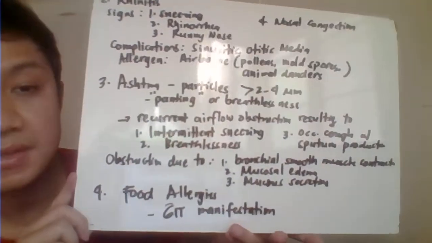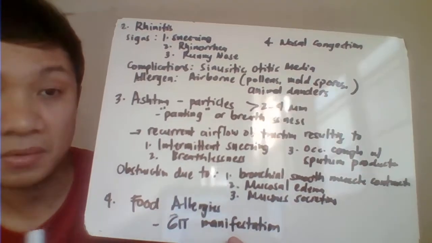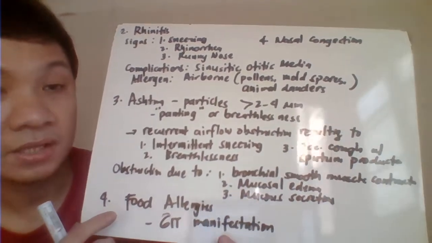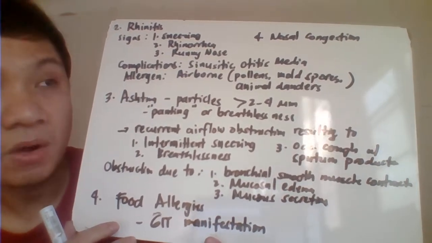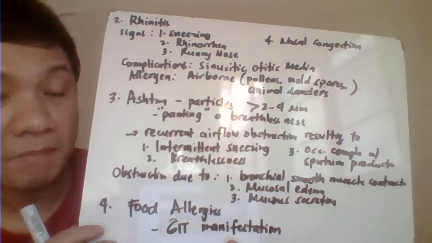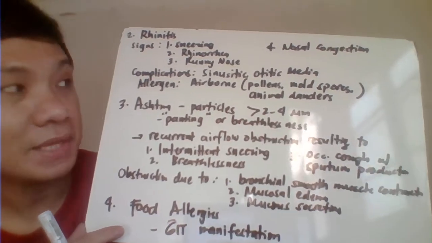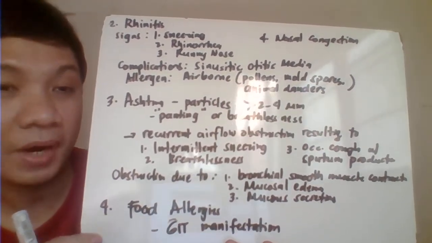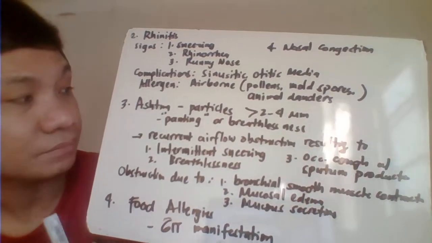Another manifestation of type 1 would be allergic rhinitis, considered to be the most common type of immediate hypersensitivity reaction. This is manifested by sneezing, rhinorrhea, runny nose, and nasal congestion, with complications of otitis media and sinusitis. The allergens most likely would be airborne, like dust mites, pollens, and all of that.